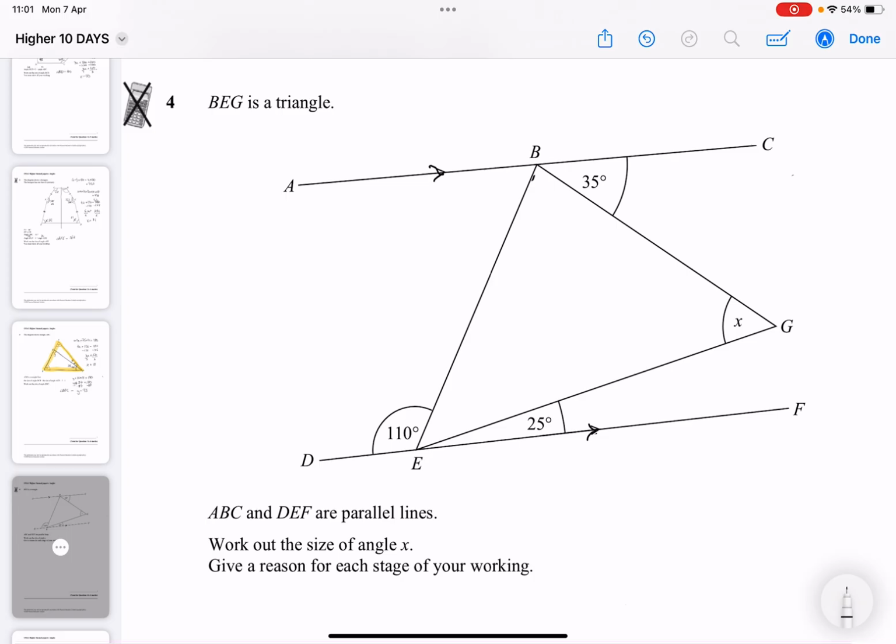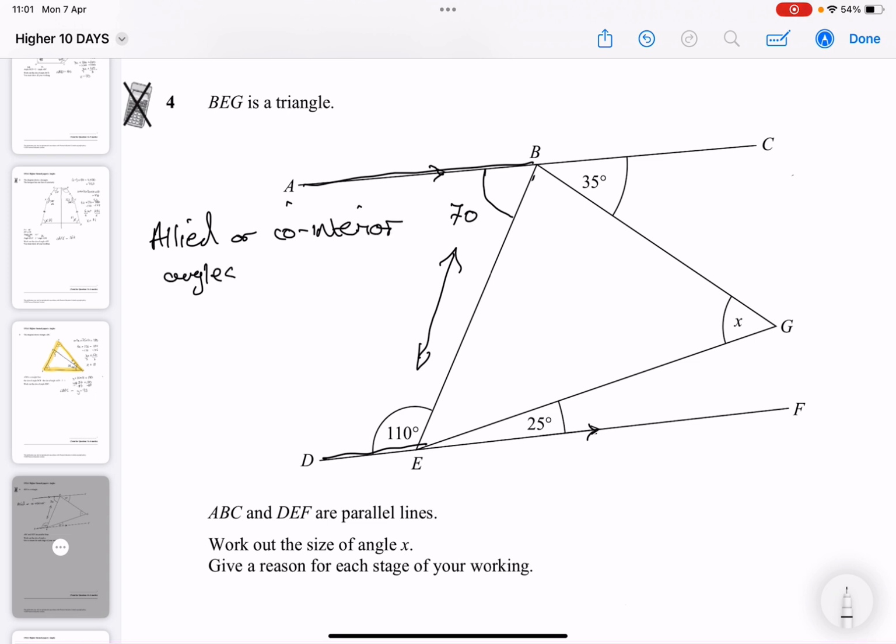With this question, if I look at this angle here, because these two are parallel, this angle here is going to be 70 degrees because these two add up to 180, and they are called allied angles or co-interior, depends how you've been taught. Angles add up to 180 degrees. Okay, never put that they equal, they always add up to.